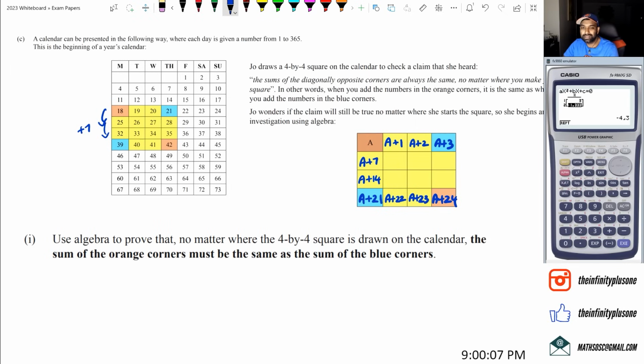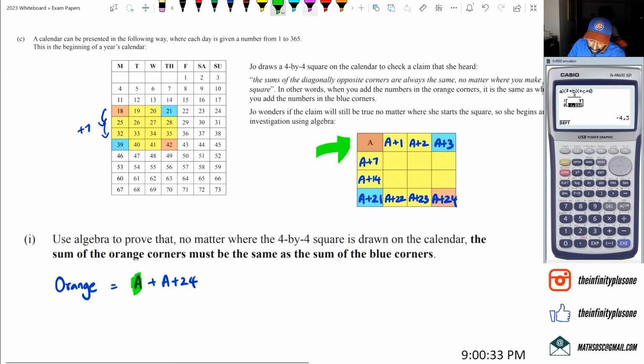I think this is probably the trickiest part of it, because after that it's a straightforward equation, because it's asking for the sum of the orange colors. So my two orange squares: how am I going to mark it? Let's do it like this. This is my A right there, and then I've got A plus 24, which is here. Those are my two orange squares. They add up together, and what do I get? I get 2A plus 24.